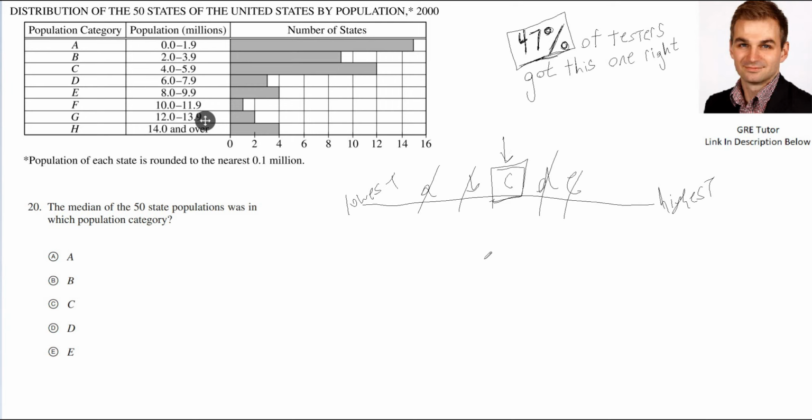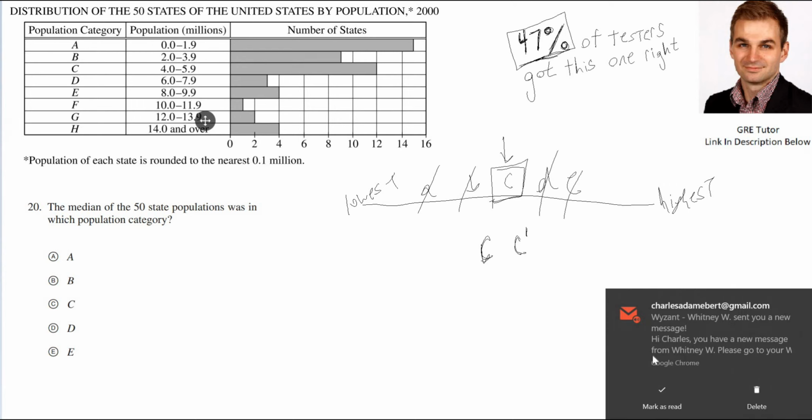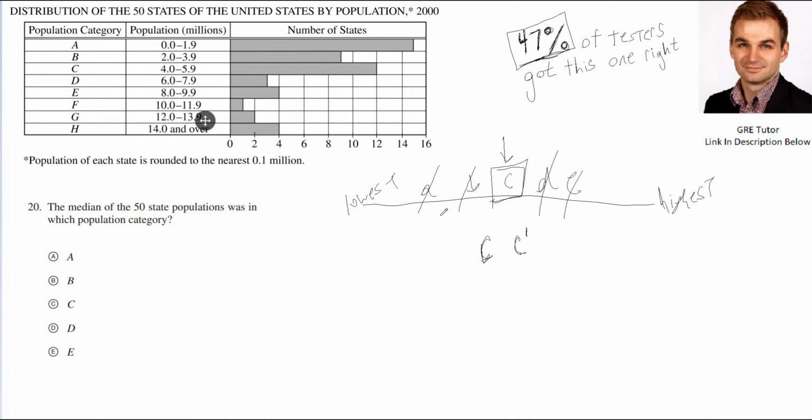Now if you have 2 in the center, like let's say C and C prime, so it's an even number of values, you can't pick a middle one. What you can do is add C plus C prime, and divide by 2. That's what you're looking for. But we aren't necessarily looking for just this, we're only looking for a broad stroke. Which category is it in? So we can just start canceling off the lowest and the highest, and then find the category that we're in.